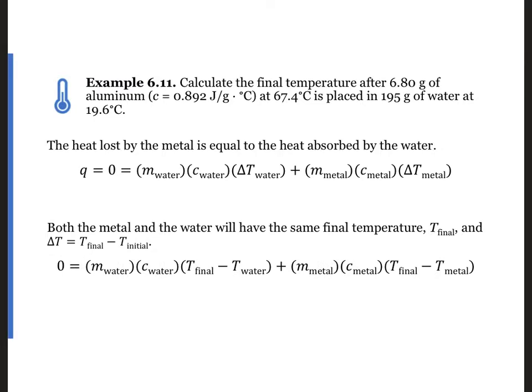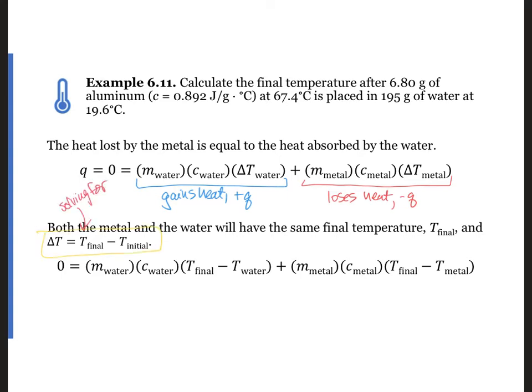Suppose we add 6.8 grams of aluminum metal at 67.4 Celsius to 195 grams of water at 19.6 degrees Celsius. What is the final temperature of the system when thermal equilibrium has been achieved? To solve this, we know the heat lost by the metal, which will have a negative value, is absorbed by the water, which will have a positive value. So Q sums to 0. We need the final temperature, so we split delta T into its component parts, recognizing that T final is the same for both the water and the metal.